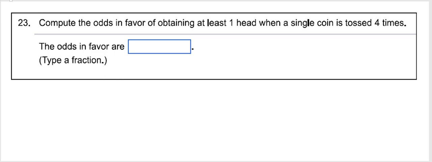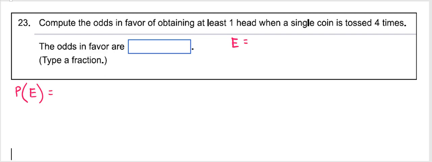Number 23. Compute the odds in favor of obtaining at least one head when a single coin is tossed 4 times. So that event, probability of that event. Okay, what is that event?